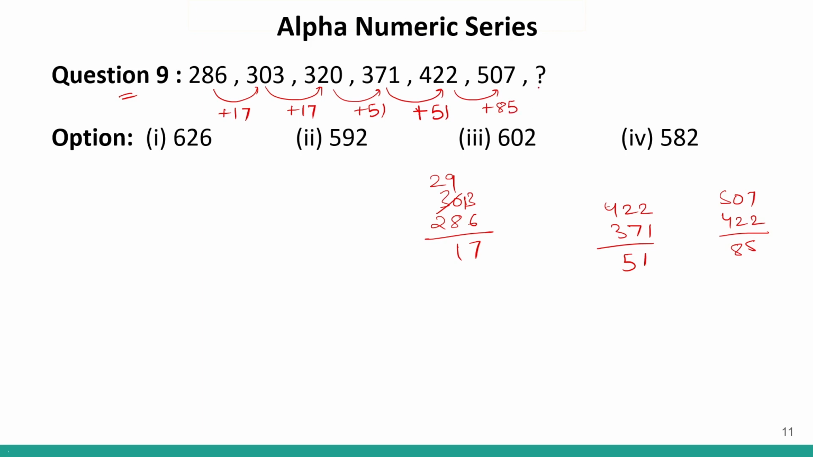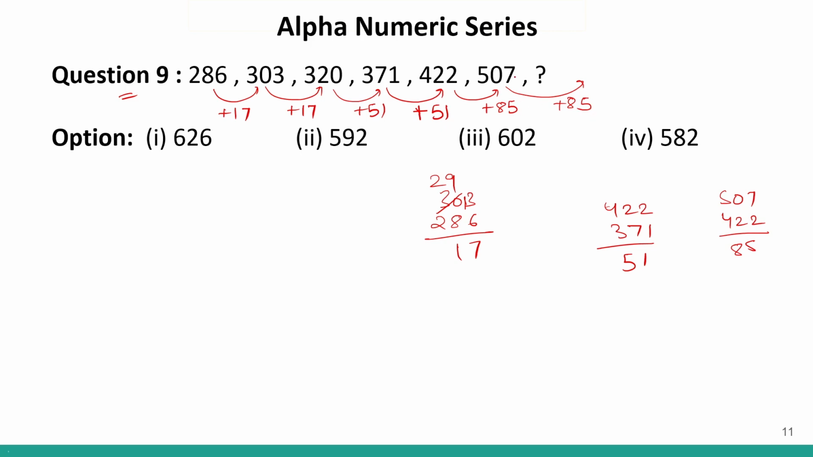So now if you look at the series, we had 17 and we repeated it, correct? We had 51 and we repeated it. So now we have 85, so we will repeat 85, correct? We had 17 twice, we had 51 twice. So now 85 will also come twice.